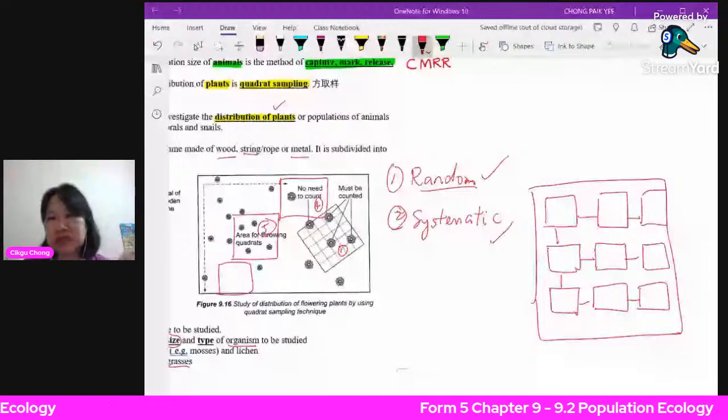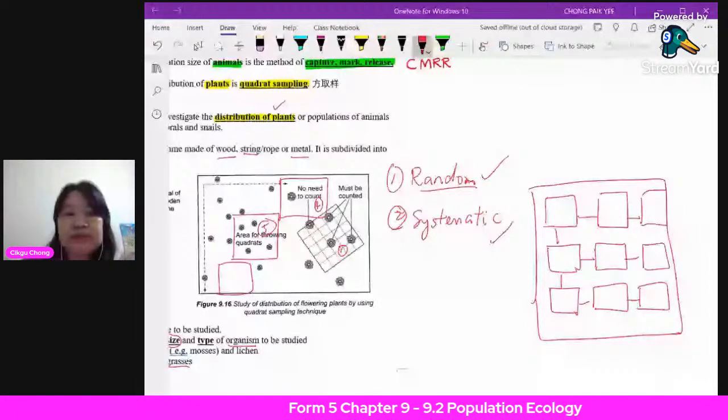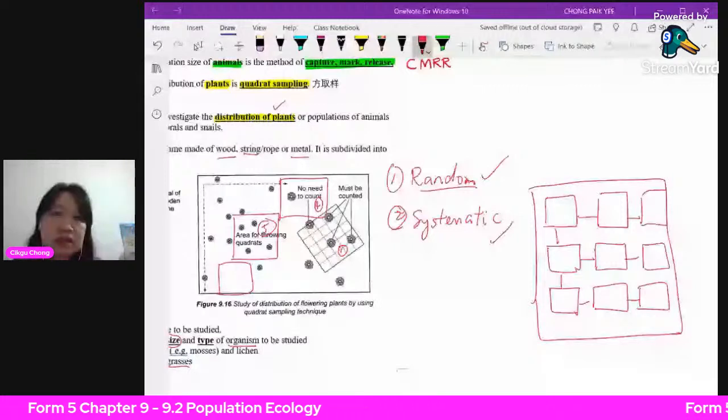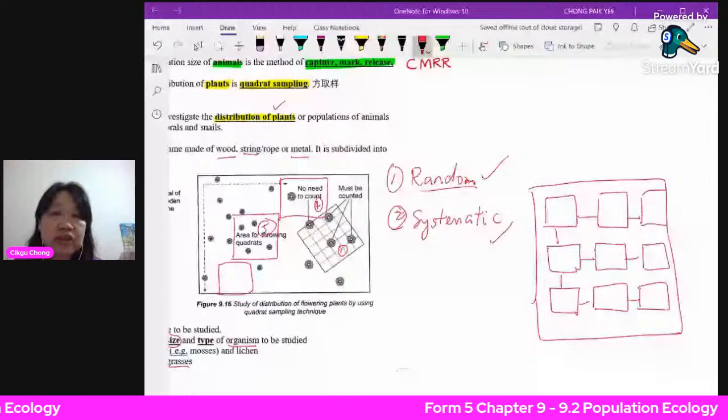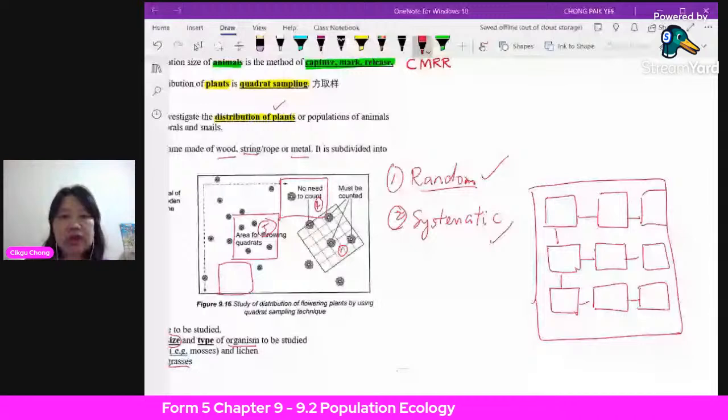So now, how big is a quadrat? It can be how big? It depends on what kind of plant you are investigating. If a pokok is very small, you don't need a 1 meter size quadrat. For example, for mosses, lumut.